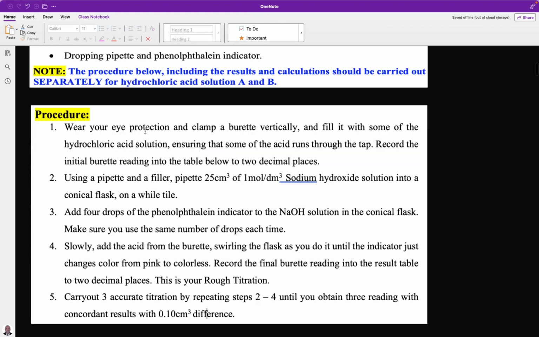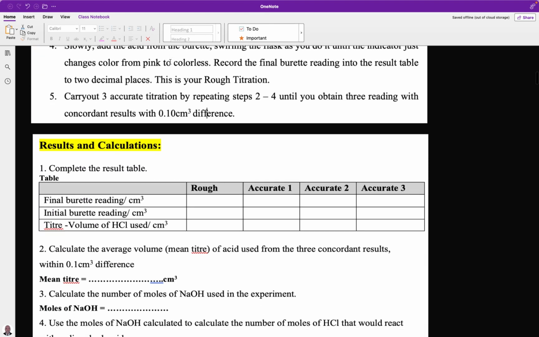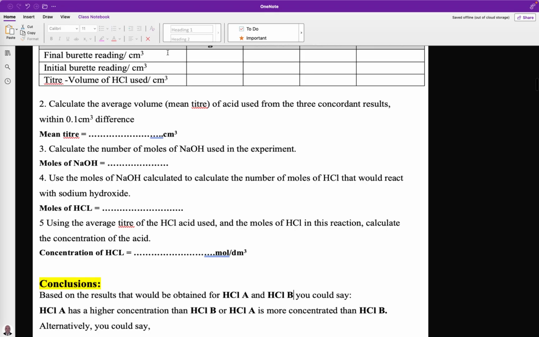Therefore, the number of moles of the acid will be moles of sodium hydroxide times the mole ratio, and the mole ratio is 1 to 1. So it will be moles of sodium hydroxide times 1. That will give you the moles of the acid.